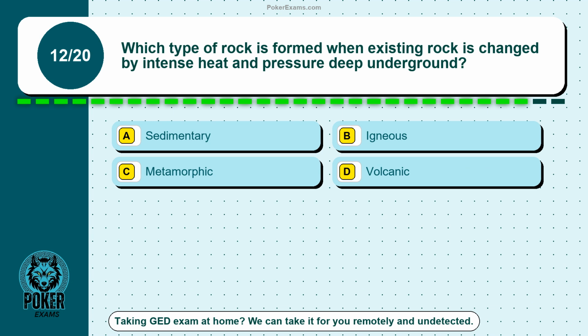Question 12. Which type of rock is formed when existing rock is changed by intense heat and pressure deep underground? Option A. Sedimentary. Option B. Igneous. Option C. Metamorphic. Option D. Volcanic.